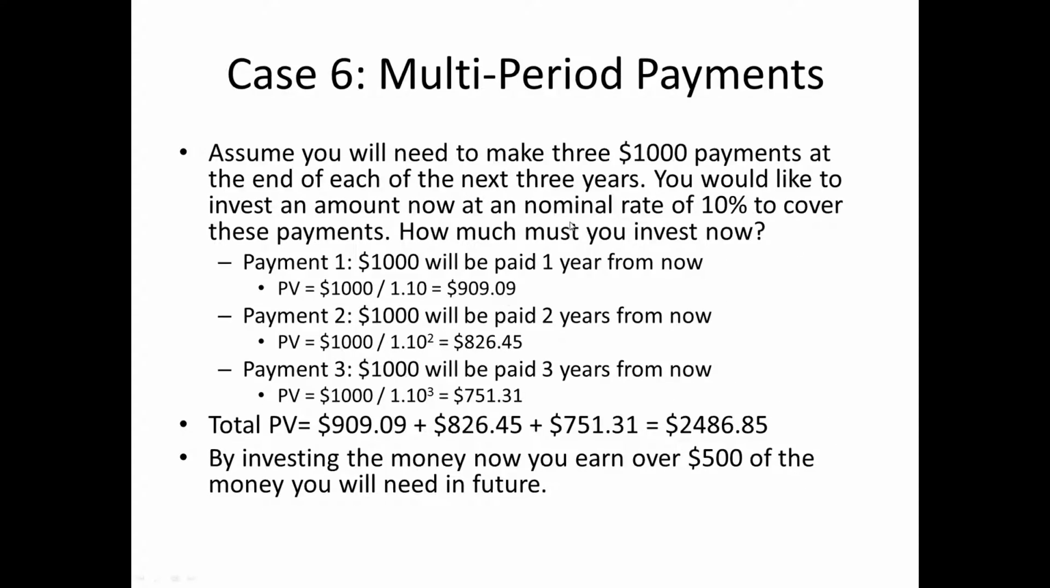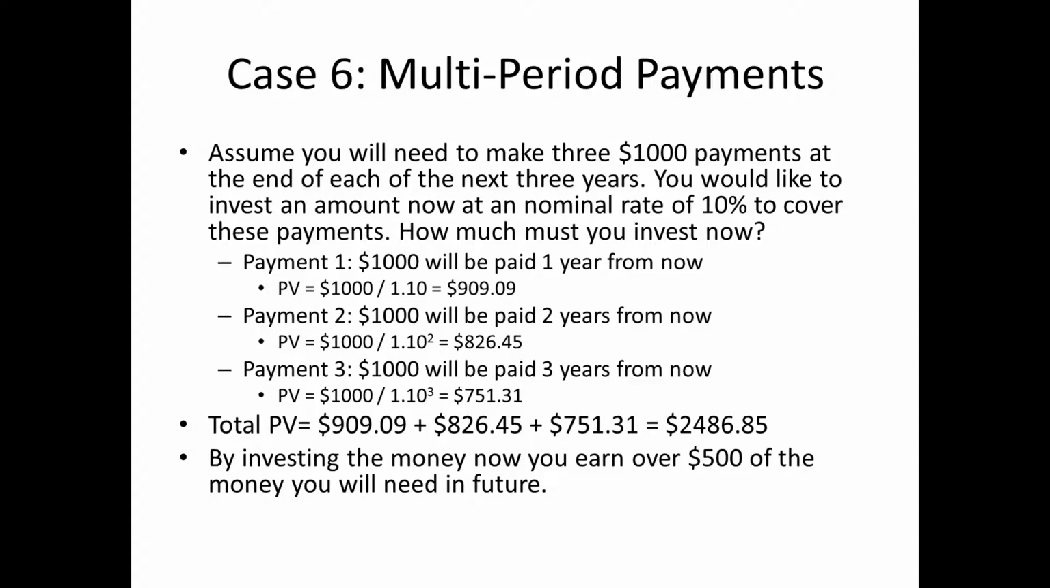So let's just assume that you need to make $1,000 payments at the end of each of the next 3 years. Don't know why, but let's just say you do. So you would like to invest an amount now at a nominal rate of 10% to cover these payments. That way you know that you'll have the money come time to make the payments. How much should you invest now?